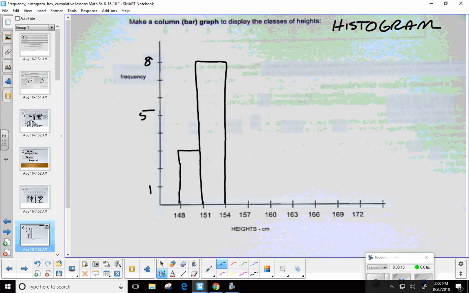So the third class starts at 154, and it had how many elements? 7. So I'm going to take this guy up here. Next up, 157 to 160, or 159, I should say. 4. So this one's only going to go up to 4, so that's right about there.